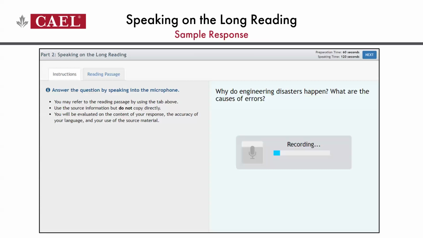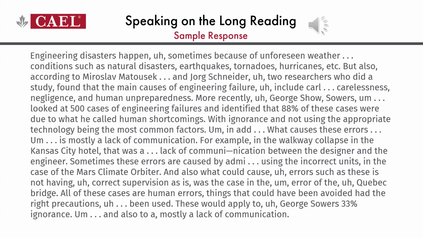So with those strategies in mind, let's listen to our Band 80 test taker answer the same question about engineering disasters. Bear in mind, none of us have read through the reading passage she's talking about, but let's just assume all of these examples she references do come from that reading passage. All right, so let's see how well she does here.